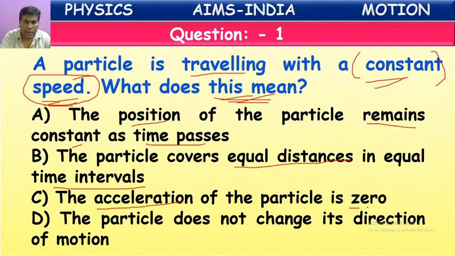Third option: acceleration of the particle will be 0. Fourth option: the particle does not change its direction of motion. See, it looks like a very simple question, but it will make you confused. What is the correct answer? Try to guess the answer.